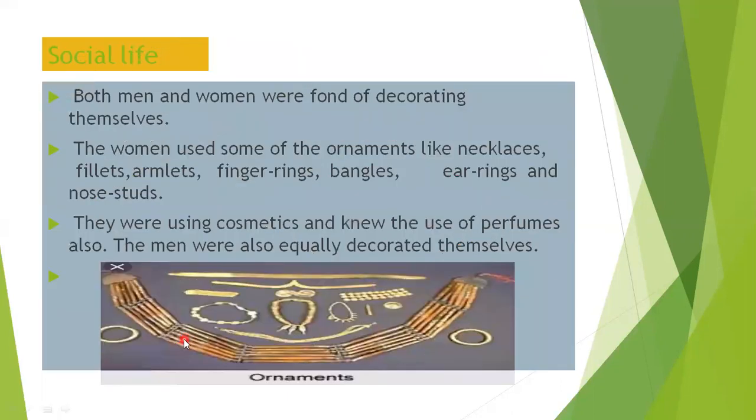These are the important things we have to see in that Harappa civilization. And how was the social life? Both men and women were found decorating themselves equally. The women used ornaments like necklaces, fillets, armlets, finger rings, bangles, earrings, and nose studs. They were using cosmetics and also perfumes. The men also usually decorated themselves. Both men and women we can see decorated.